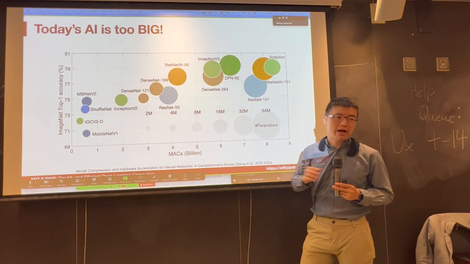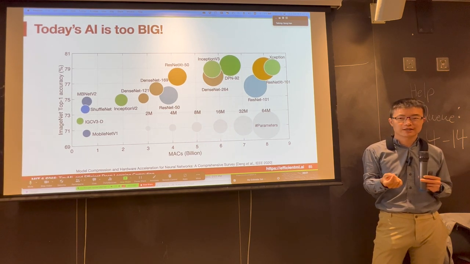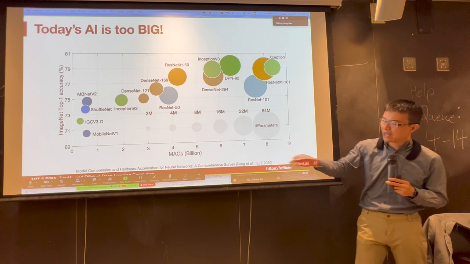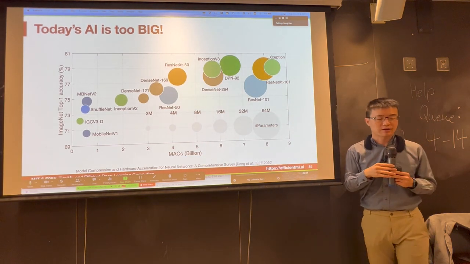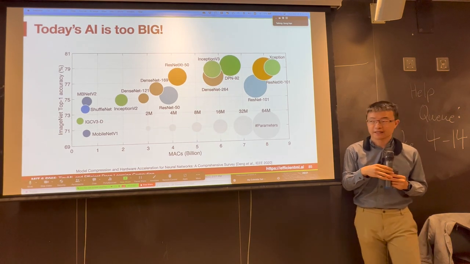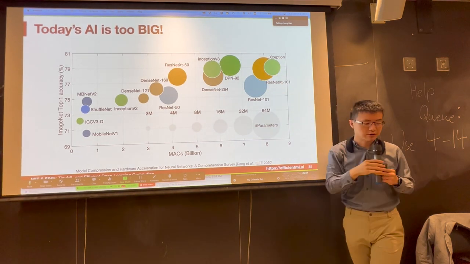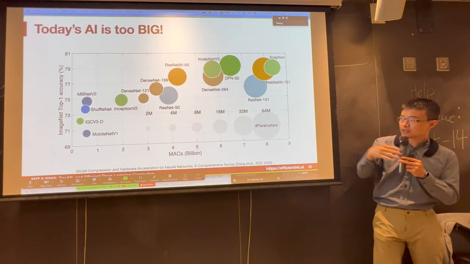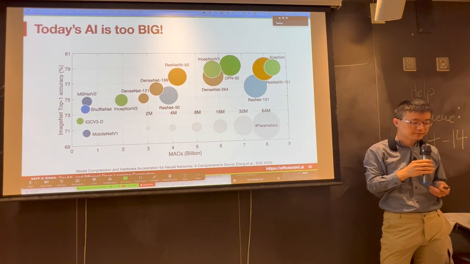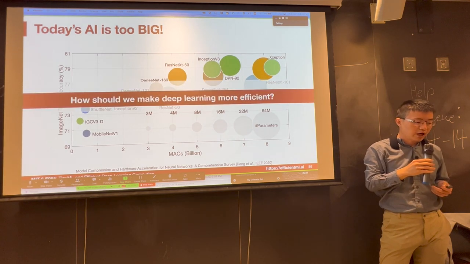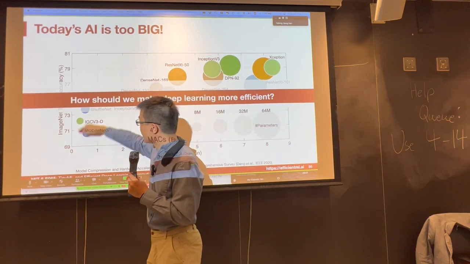And why do we prefer MACs over FLOPs? Because if you quantize the neural network for inference, it's no longer floating point operation. So MACs is more accurate, no matter if you're using FP32 or FP16 or even int8. Okay. So this is the number of MACs required to achieve a certain amount of accuracy for these popular neural nets. And the size of the circle basically indicates the number of parameters. And how do we make it more efficient? So we want to make sure we have a smaller amount of computation and high accuracy.